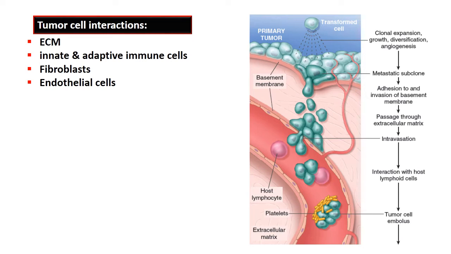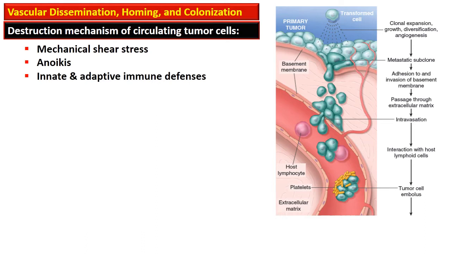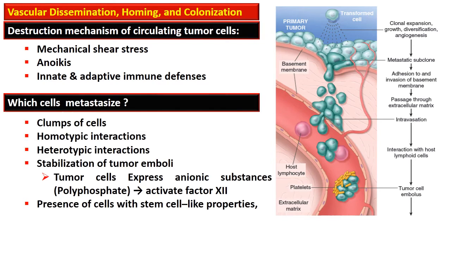During its journey within this extracellular matrix, the tumor cell interacts with the extracellular matrix cells, the innate and adaptive immune cells, the fibroblasts and the endothelial cells. When the tumor cell successfully enters the circulation, these are prone to destruction by mechanisms such as mechanical shear stress, anoikis, and innate and adaptive immune defense mechanisms. However, viable circulating tumor cells are present within the circulation in cases of solid tumors.